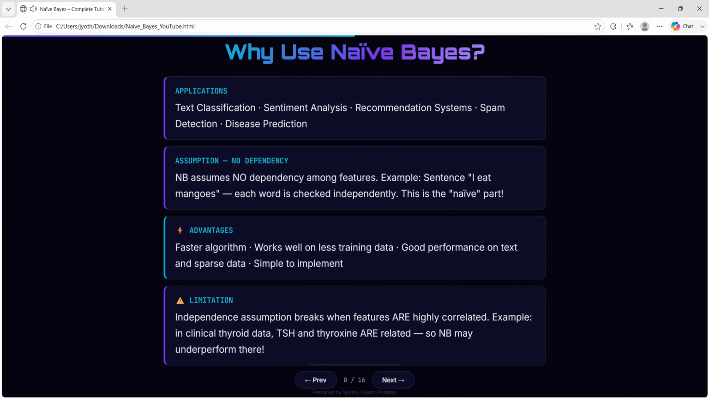Why use naive Bayes? It is used for text classification, sentiment analysis, spam detection, recommendation systems and disease prediction. The assumption is no dependency among features, every variable is checked independently. Advantages, it is faster than most algorithms because there are no iteration loops. Just counting. It works well on small training data and is excellent for NLP and sparse data.